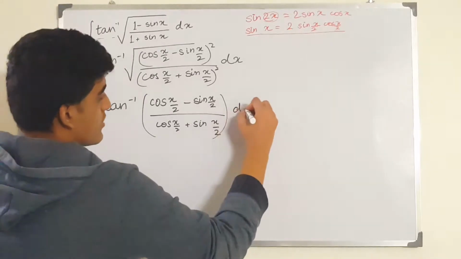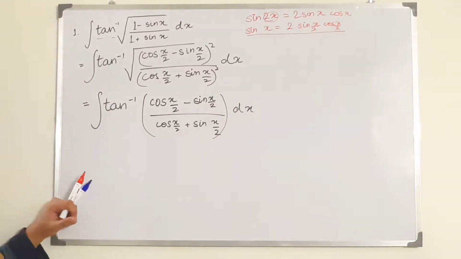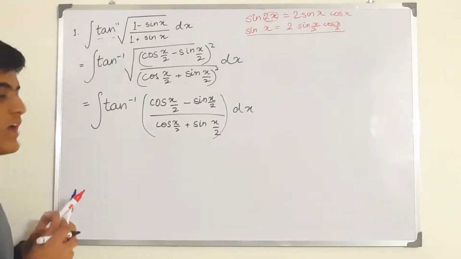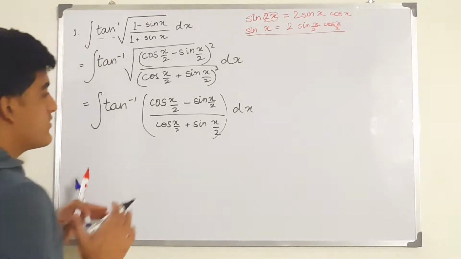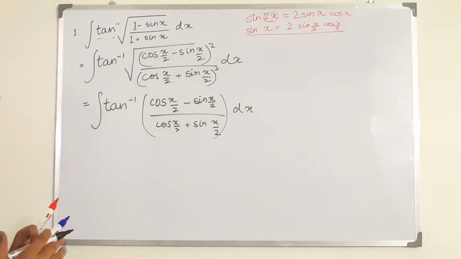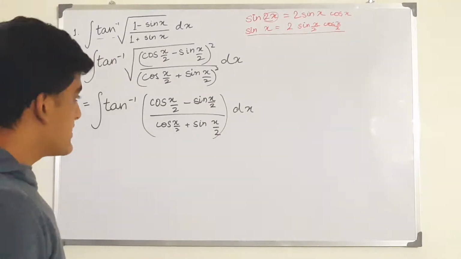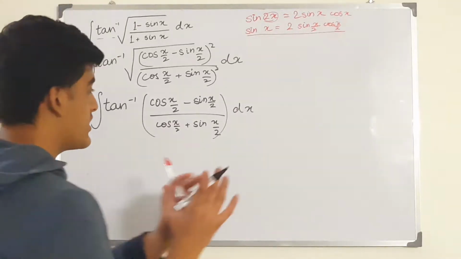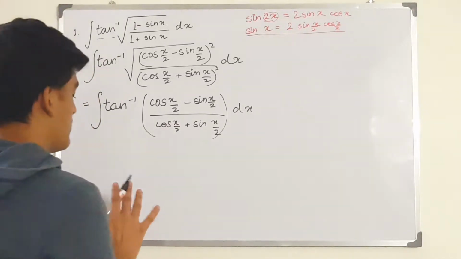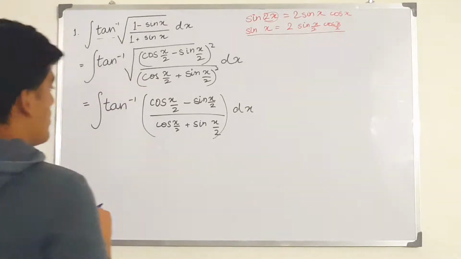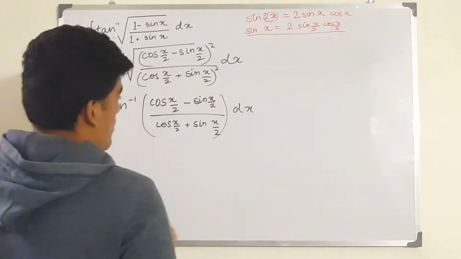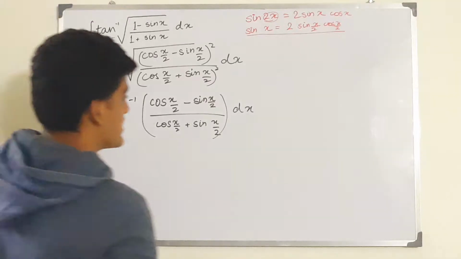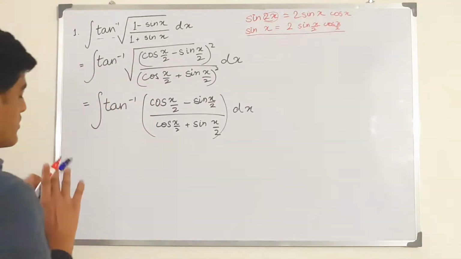Now there is seemingly no way to remove the tan inverse. How do we remove the tan inverse? We have to create a function within the brackets which has just tan at its head and other required functions defined within tan. So what are we going to do now? We are going to divide the numerator and the denominator with cos x by 2, and that will do the trick.